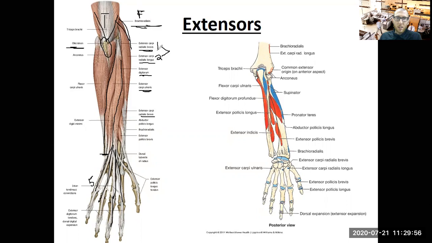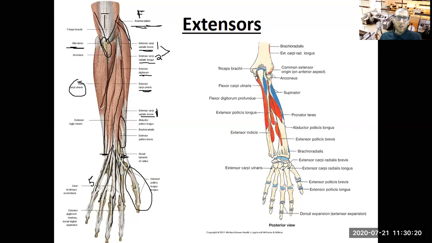Same thing as up here, it is going to stop right down in here. So do note they've labeled this one twice: extensor carpi radialis brevis, just so you can see it. There's a few for the thumb. We'll look at the thumb one specifically, but then notice this one's a flexor.